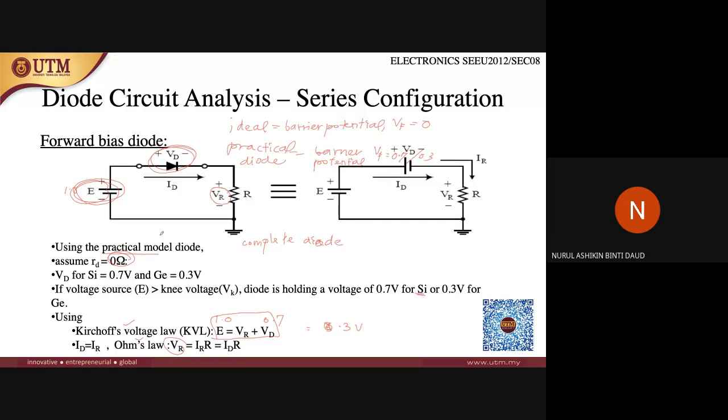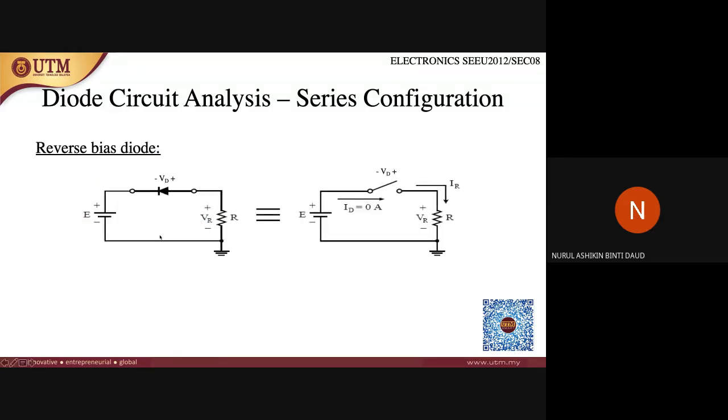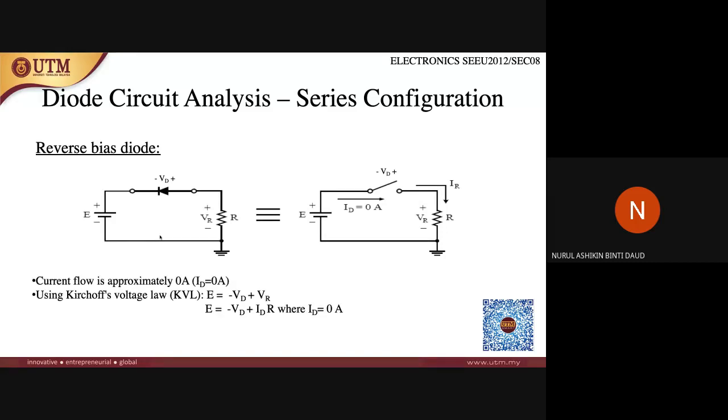Okay, let's look into another example, the reverse bias model first. For a reverse bias diode, the current flow is usually 0, right? Because we assume that in ideal or practical, there is no current flow inside the diode in reverse bias condition, because the barrier potential is very big. So the current flow is approximately 0 ampere. So ID is equal to 0 ampere.